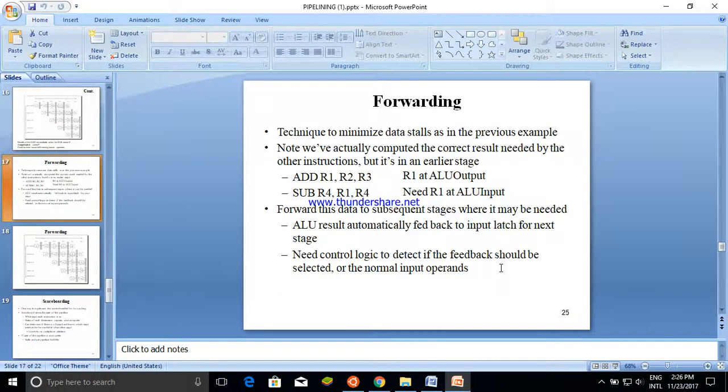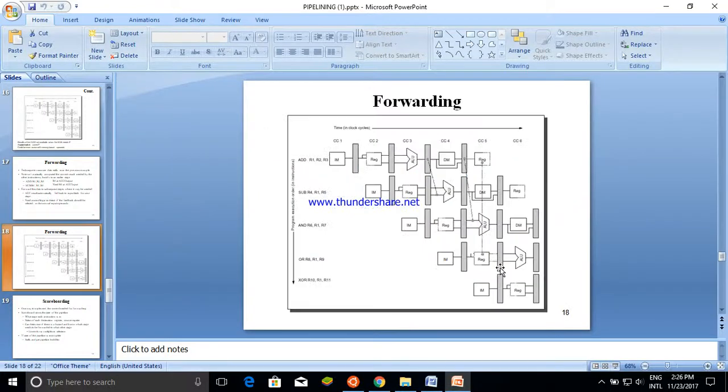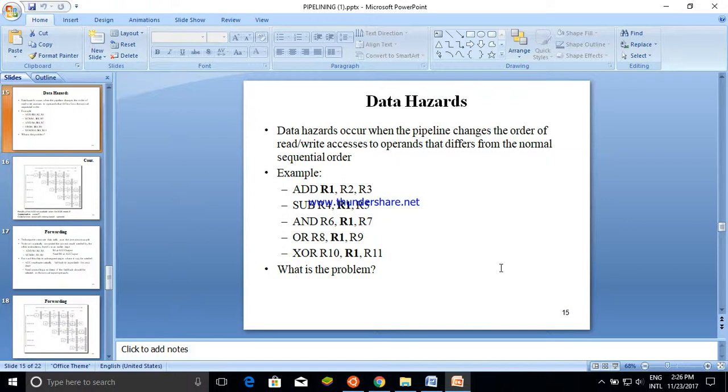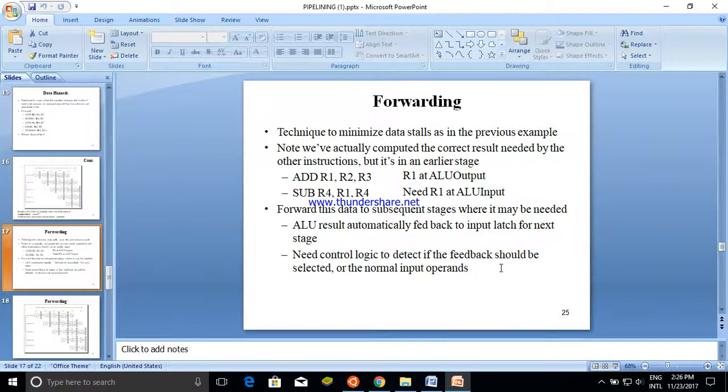This is a technique to minimize data stalls, as in the previous example. Now we have actually computed the correct result needed by the other instructions, but at an earlier stage. What we'll do is just swap two places. For example, in the place of SUB R4, R1, R5 we'll put AND R6, R1, R7. So what will happen is that we'll forward this data to the subsequent stages where it may be needed. The ALU result is automatically fed back to the input latch for the next stage. We need control logic to detect whether the feedback should be selected or the normal input operands.